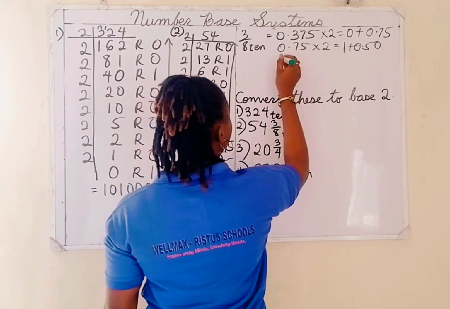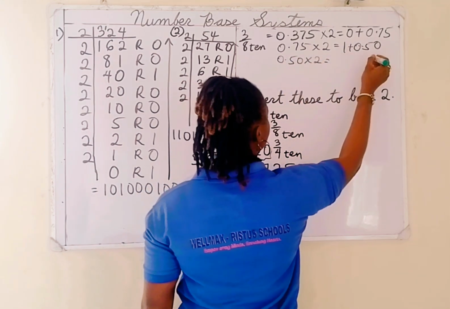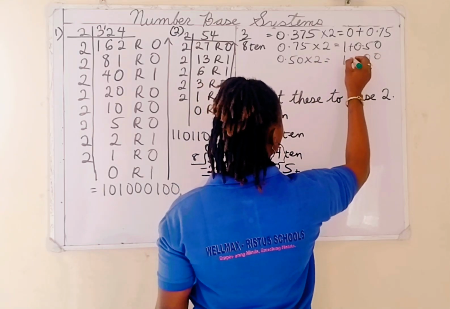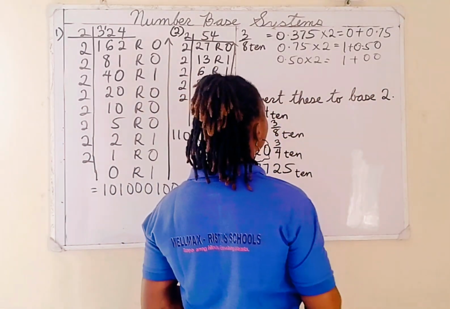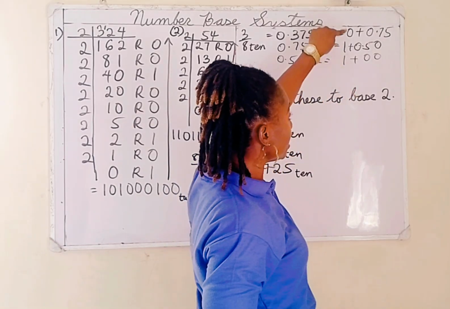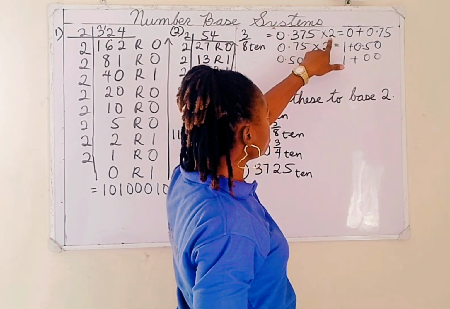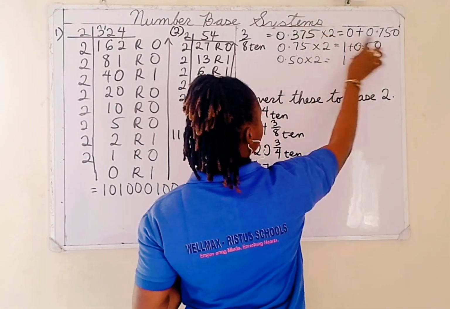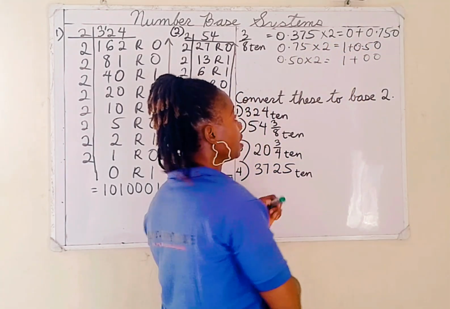Then we'll say 0.50 times 2 equals 1.0. Now note that the remainder here is what is on the left hand side. Let me redo it: 0.375 times 2. 2 times 5 is 10, 0, carry 1. 2 times 7 is 14 plus 1, 15. 3 times 2 is 6 plus 1, 7. Remainder 0. That's why you have the 0 here.